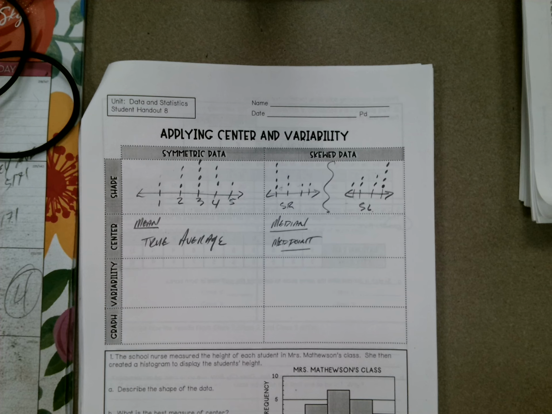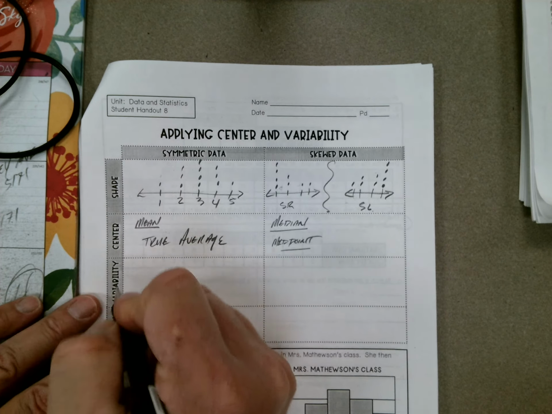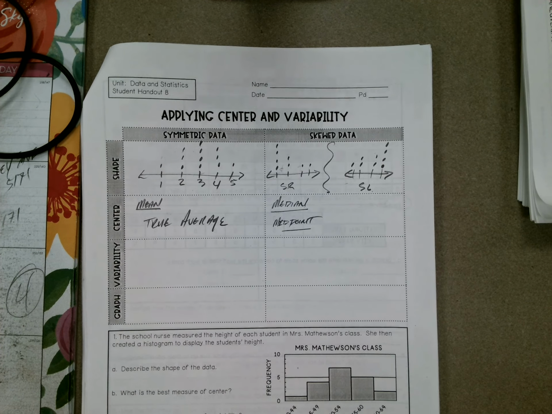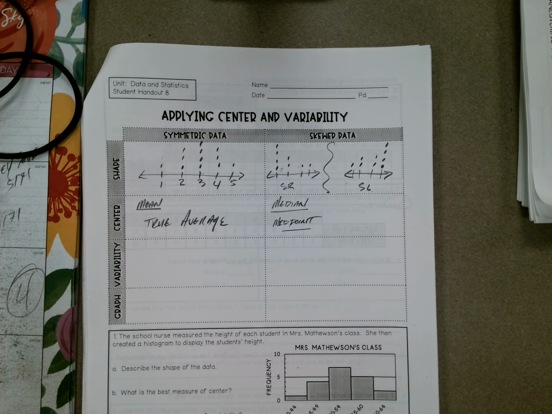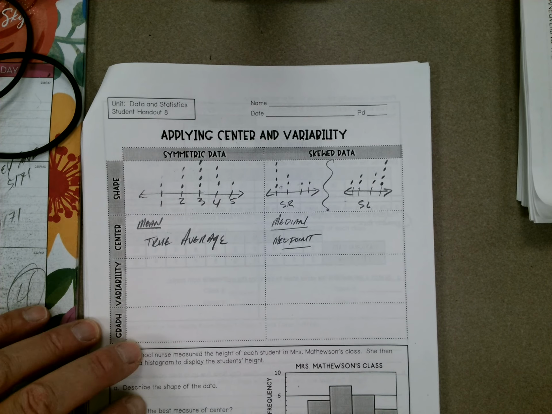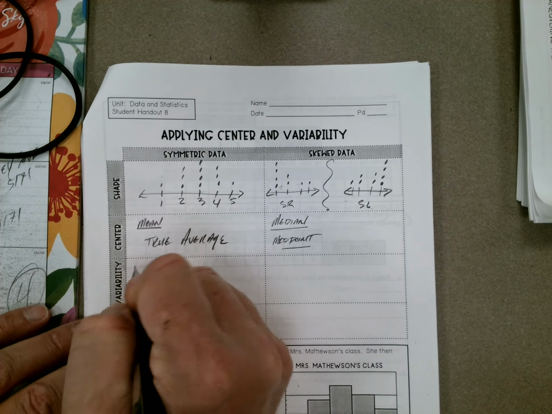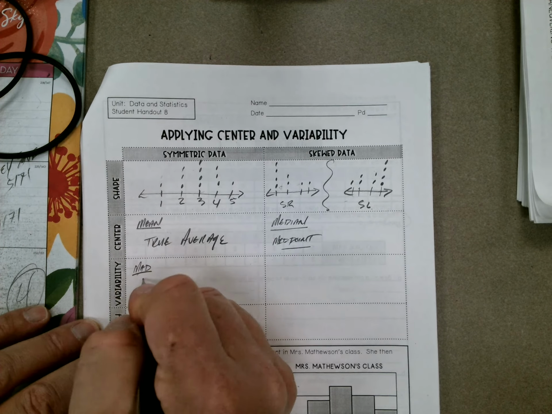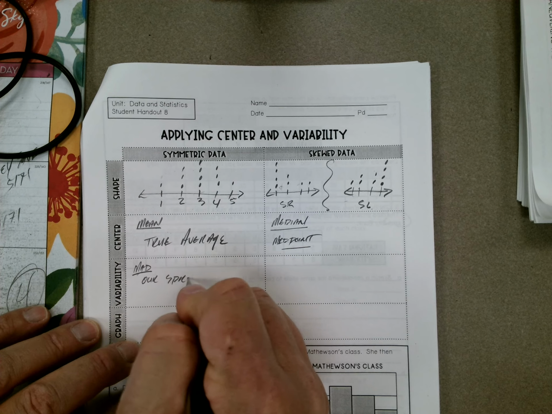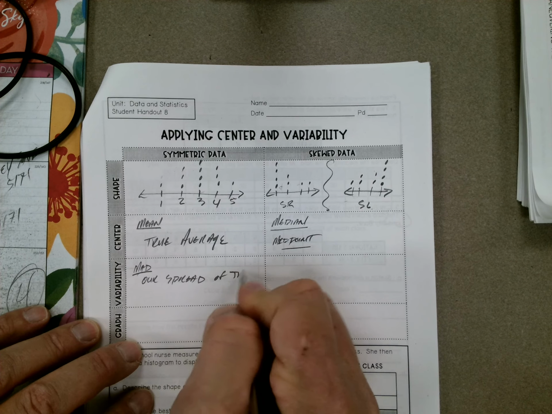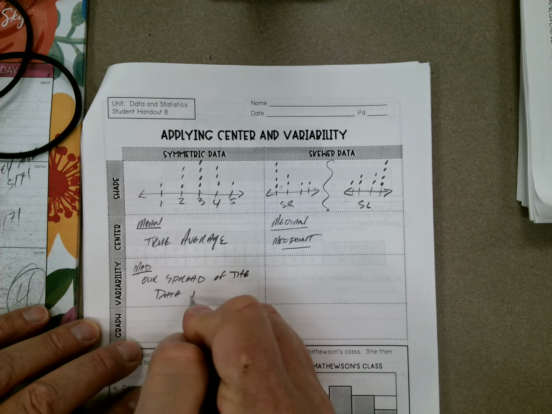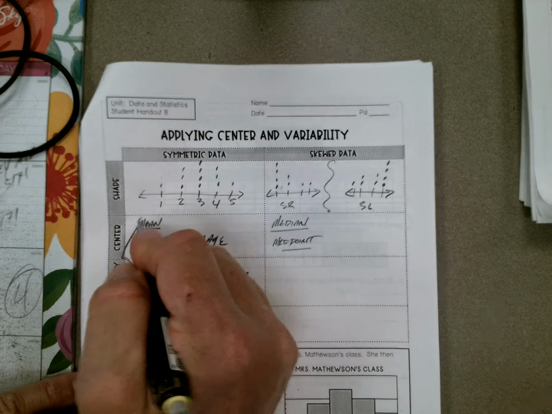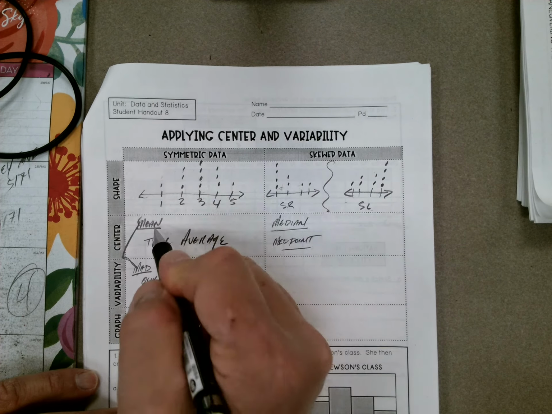When we talk about variability, we're talking about either the MAD or the IQR, the mean absolute deviation or the interquartile range. So when it's symmetrical, we're going to use the mean and we're going to use the MAD, the mean absolute deviation, because that's going to describe the spread of the data the best. So these are connected. The mean and the MAD are connected. Symmetrical, use the mean and the MAD.